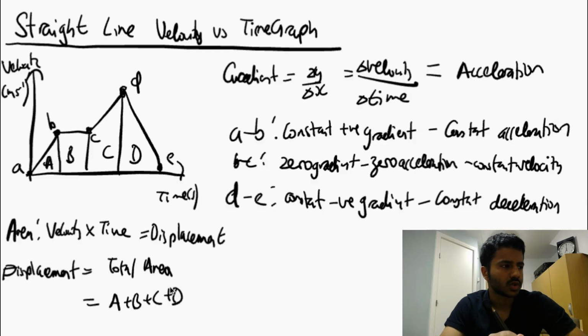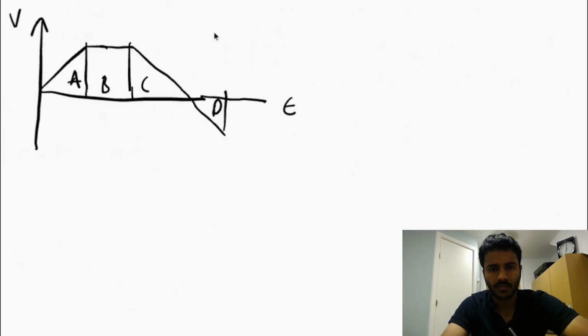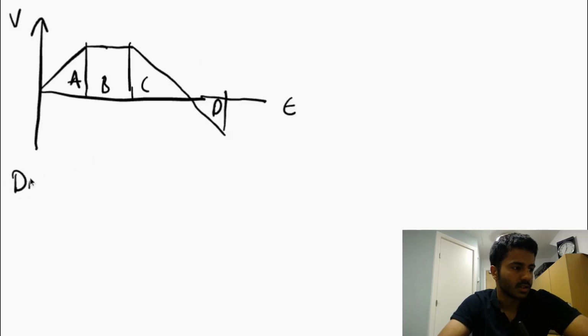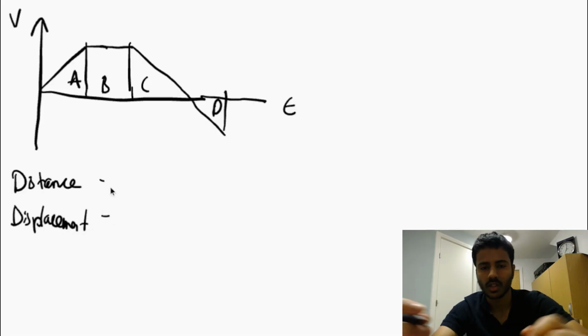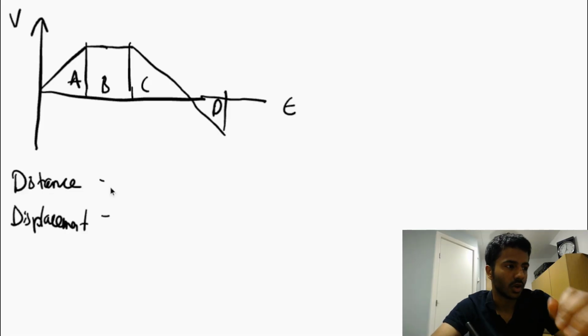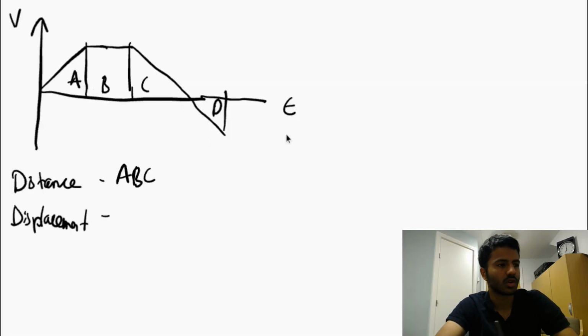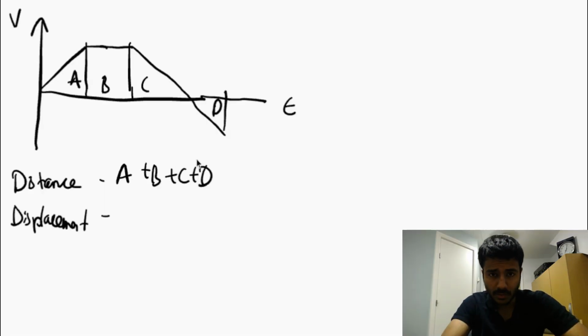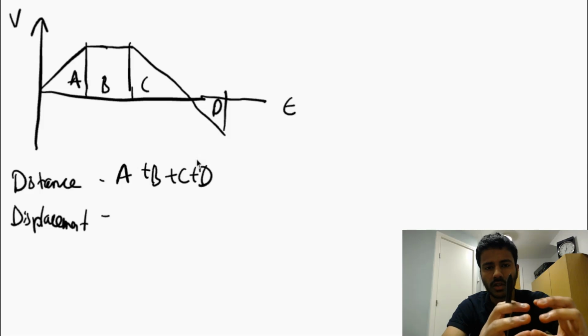Now I'm quickly going to draw another graph. If you worked out all the areas of A, B, C and D, here's where the difference between distance and displacement comes into play. We know that distance is a scalar, and we know displacement is a vector. Distance has magnitude only, so you're adding the total distance it travels. So you're adding up all the areas. It travels a total distance of A plus B plus C plus D. Now displacement is the straight line distance from its starting point to its end point.